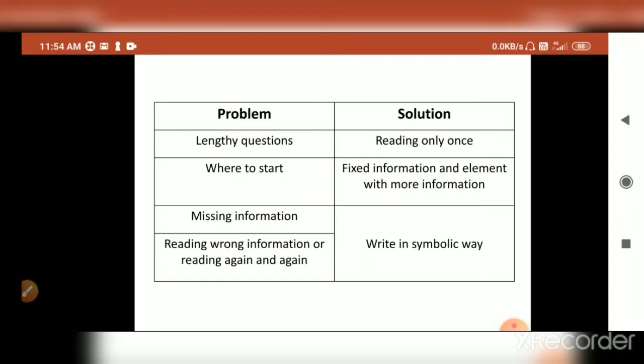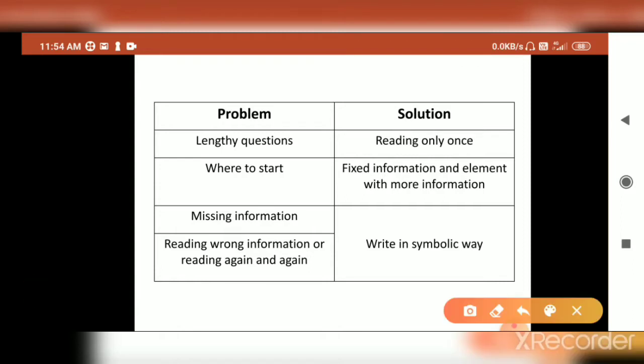So how do we make the solution for this type of problem? First of all, don't read the question again and again. Make sure you read the question only once. You may doubt how you can solve the entire problem by reading only once. For that, you have to represent the whole problem in a symbolic way. Whenever you read a line, it takes more time, but whenever you see a figure, you need less time to understand it. So make the information symbolic, which takes less time.